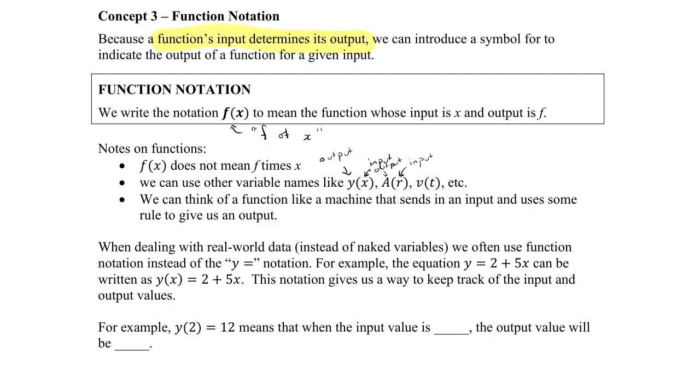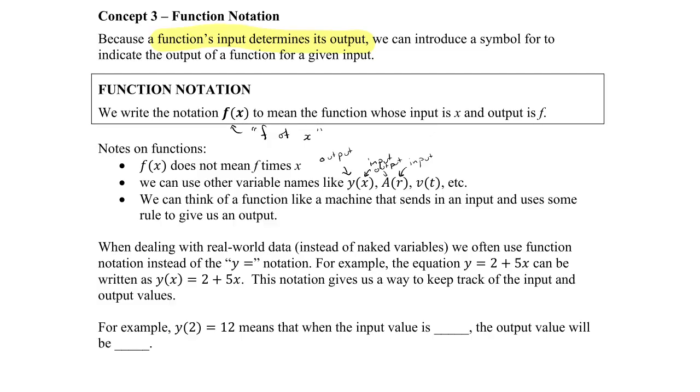When we're working with real-life quantities, when our variables x and y mean something in the real world, we will often use function notation rather than writing an equation in two variables. So instead of writing y equals 2x plus 5, for example, we'll write y of x equals 2x plus 5. And what this does is to give us a convenient way of saying what input we want.